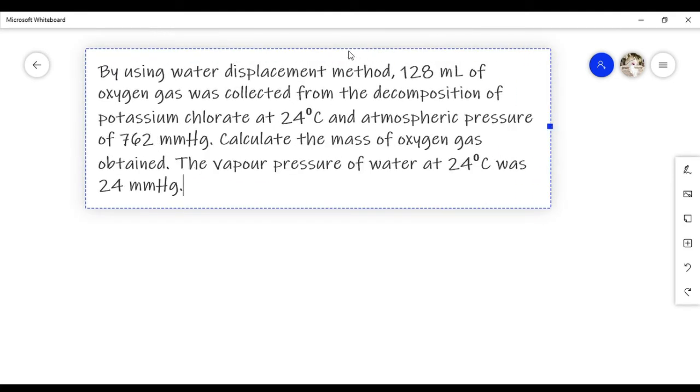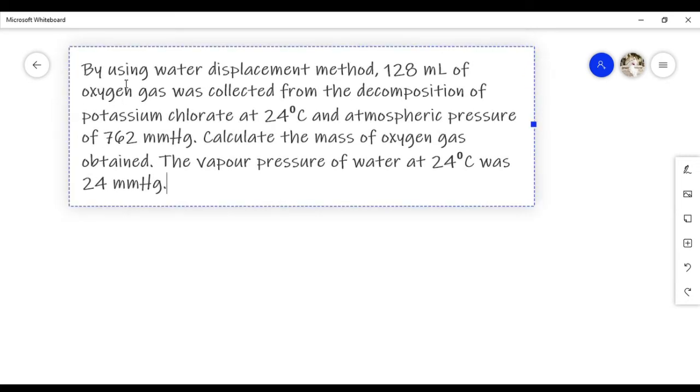There you go. Okay, so by using water displacement method, 1 to 8 milliliter of oxygen gas was collected from the decomposition of potassium chlorate at 24 degrees Celsius and atmospheric pressure of 762 mmHg. Calculate the mass of oxygen gas obtained. The vapor pressure of the water at 24 degrees Celsius was 24 mmHg.